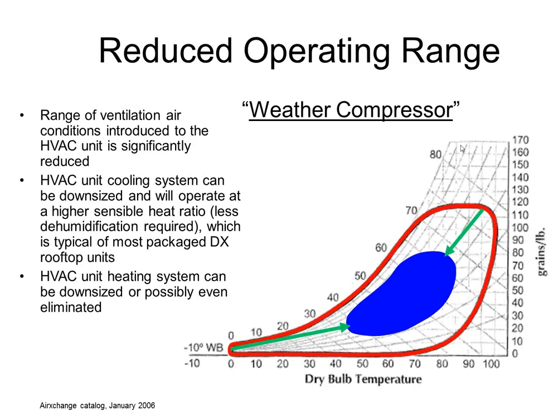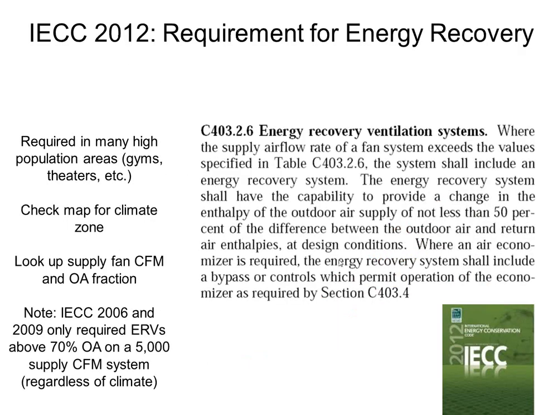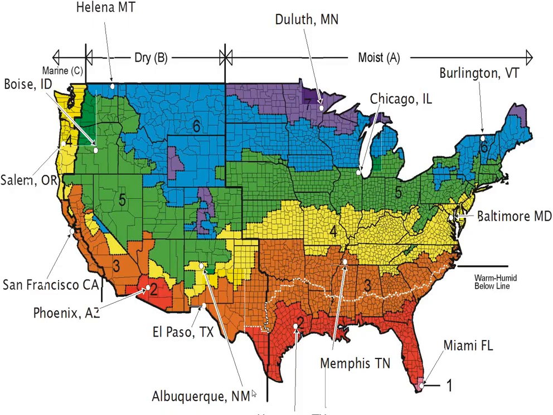Oops, let's keep on trucking. ERVs are sometimes required by code. If you are on the 2006 or 2009 IECC code, if you have a system that has 5,000 CFM of supply fan with 70% outside air or more, you are required by law to put an ERV in. That does not include a lot of buildings because 70% outside air is not extremely common. However, the new code follows our map that we talked about earlier.